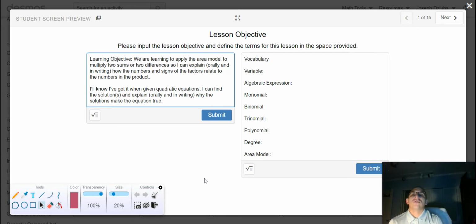Today's learning objective includes we are learning to apply the area model to multiply two sums or two differences, so I can explain orally and in writing how the numbers and signs of the factors relate to the numbers in the product. I'll know I've got it when, given quadratic equations, I can find the solutions and explain orally and in writing why the solutions make the equation true.